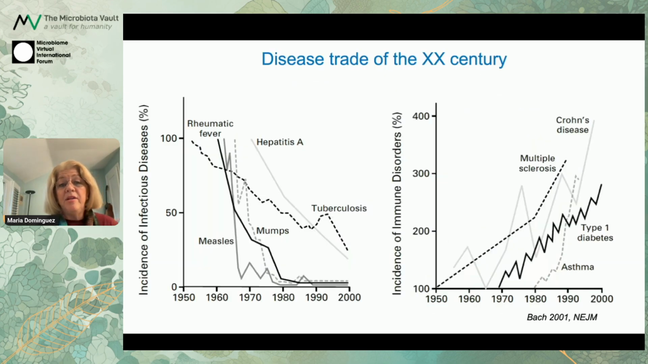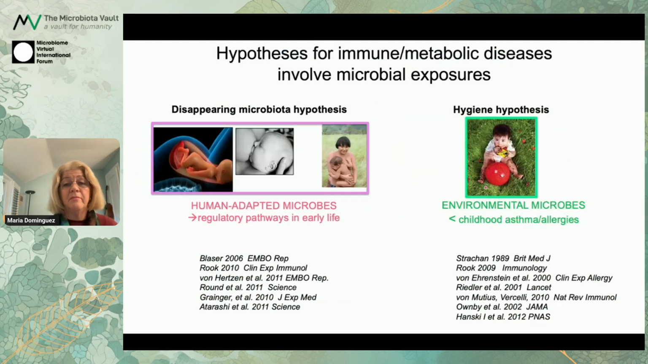And we think that the diseases that are new from the past 100 years are related to urbanization. On the left side, you can see how since the 50s of the last century, we have been able to control infectious diseases very well, at a cost that comes with it, which is the increase in the incidence of immune disorders and metabolic disorders. So we think this phenomenon is linked to microbes.